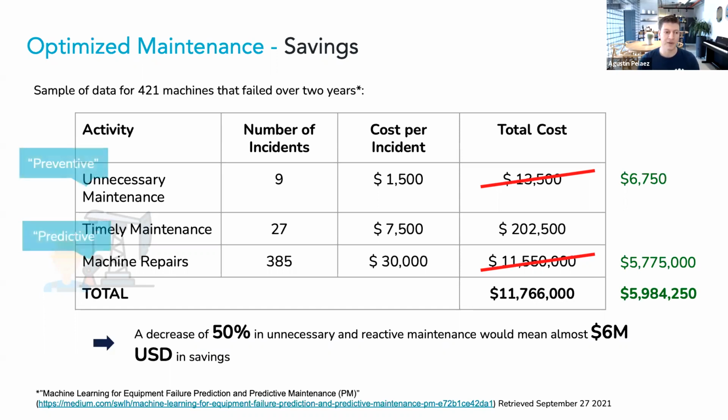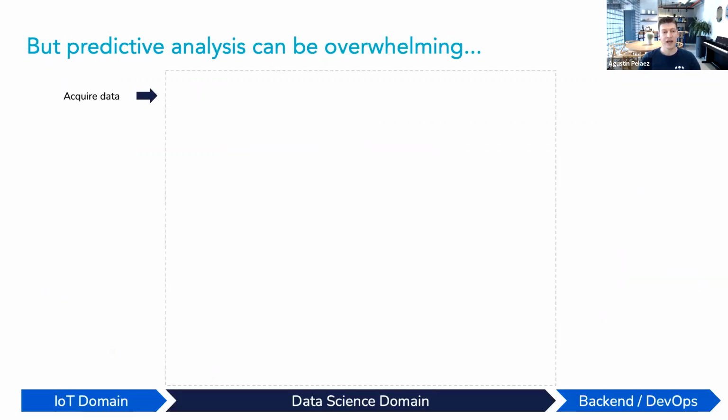Now, you might be thinking, well, if this is preventive and the other one is predictive, then why not do predictive alone? Clearly, at least in this case, there's a lot of value to be generated. Well, that was also our initial thinking a few years back when we started tinkering with machine learning and all the tools that are out there. And to be honest, it was quite overwhelming.